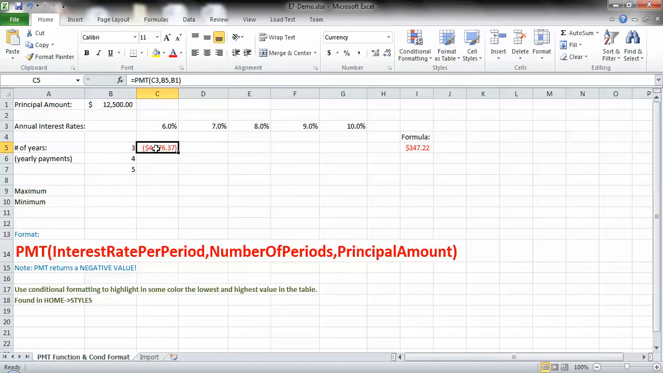However, when you're looking at it in a table and you're just looking to see what your payments are going to be, it might look a little strange to see negative numbers there. So just go back in here. It's easy to fix. Put a minus sign in front of it. There, it's positive.